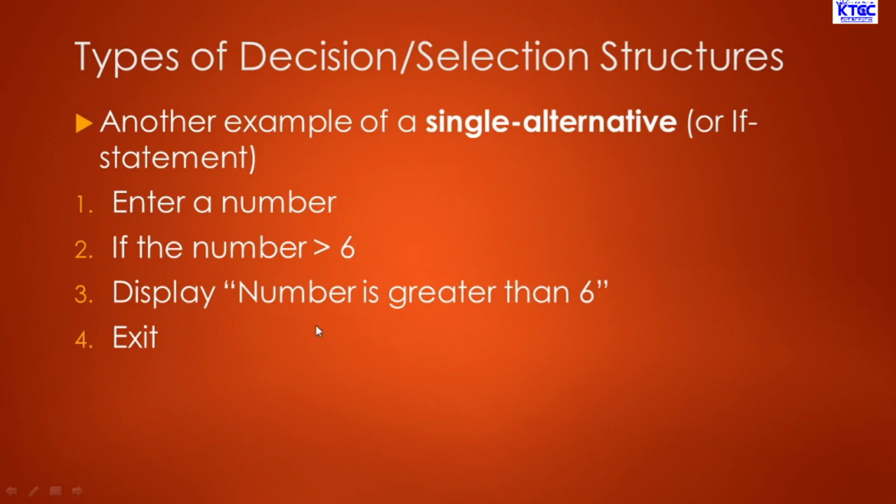This one we have only one alternative, and that is the number the user is going to enter should be greater than 6 before you display this. If the number is less or any other thing, don't do anything. Just skip this and come and exit. That is all. So this is a typical example of single alternative. We have only one alternative. Let's proceed.